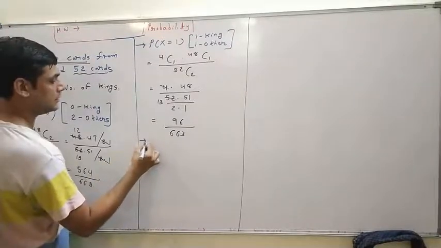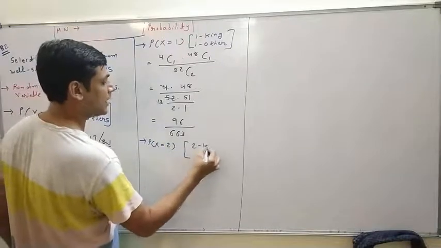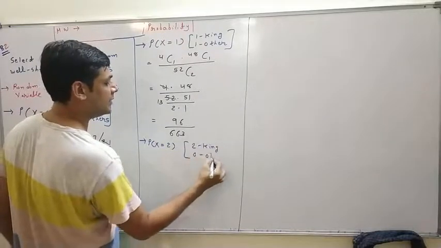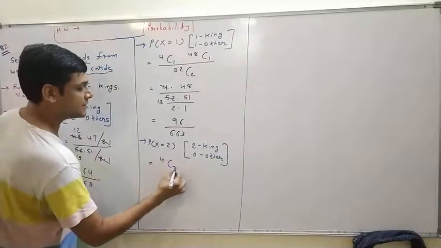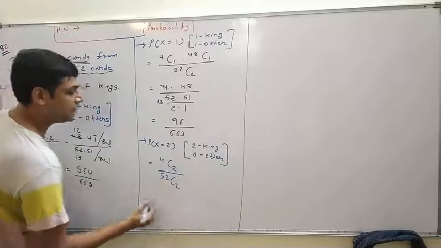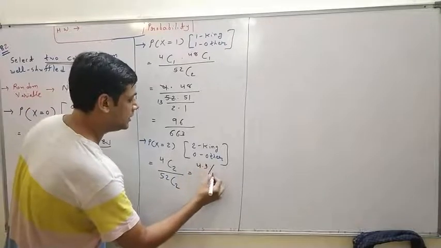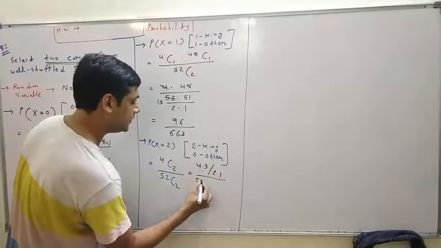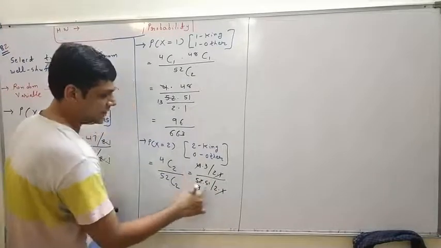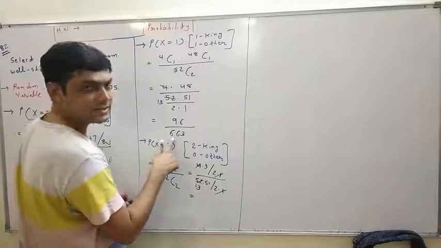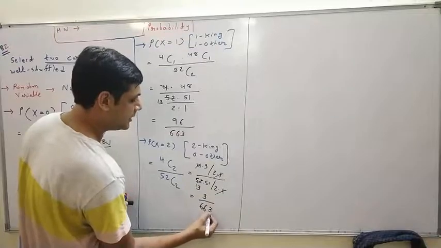Last, P of x is equal to 2. Means both the cards are kings and there will be 0 other cards. So we can select two kings from the four kings in 4c2 ways and total number of ways are 52c2. So 4c2 means 4 3 upon 2 1, and it is 52 into 51 upon 2 into 1. 1 1 cancel, 13, 3 into 17, but we have kept 663 in all denominators so the calculation is easier, I am not cancelling here, that is 3 upon 663.